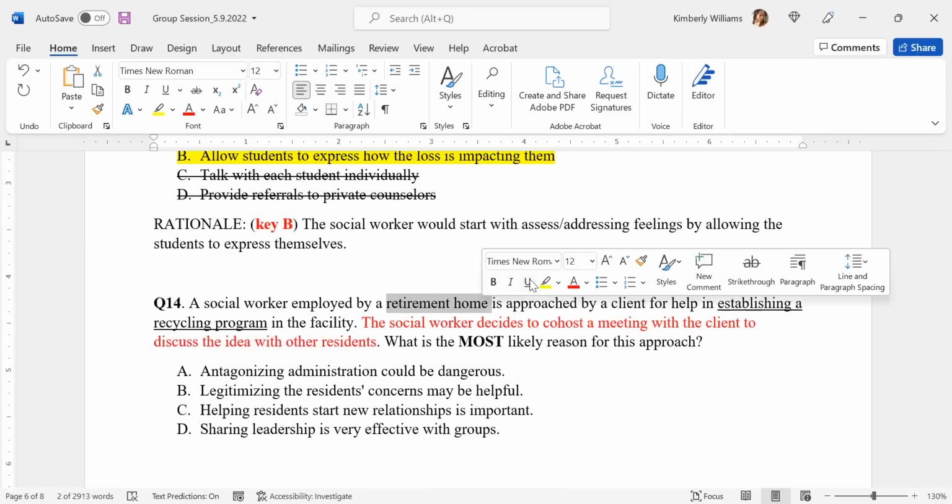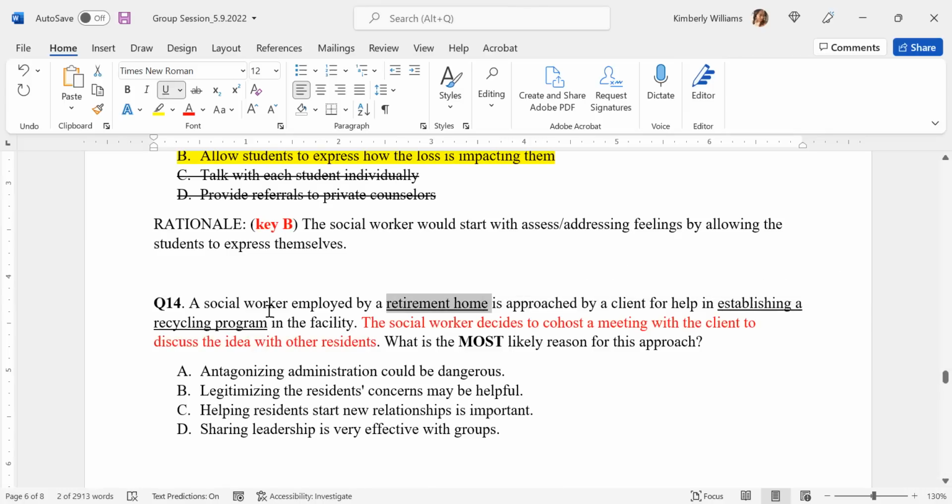Okay. So think about the situation. You're at the retirement home, and the client comes and wants you to help him establish a recycling program at this retirement home. So you decide, okay, I'm going to have a meeting and co-host with this client, with the other residents, to get their ideas, to see what they want to do and how they want to assist. Why would you do that?